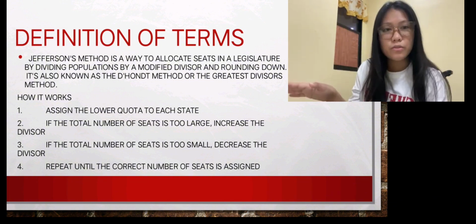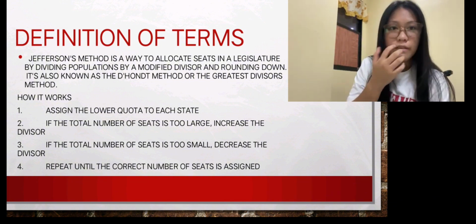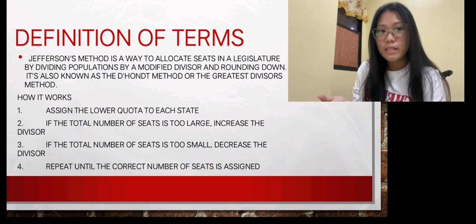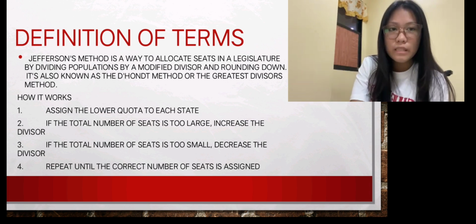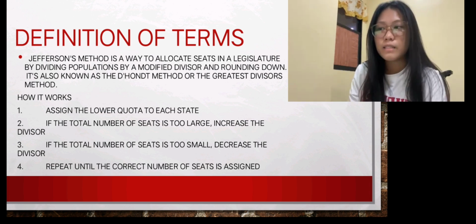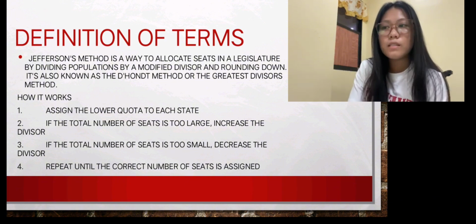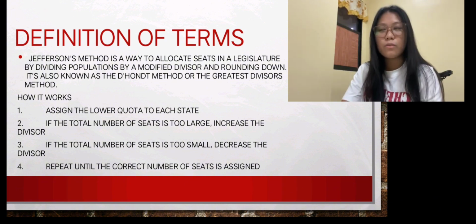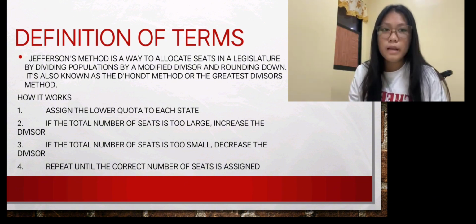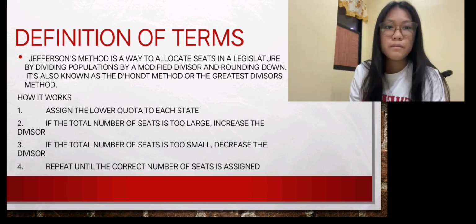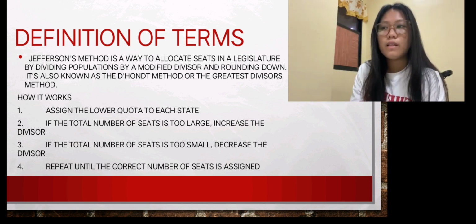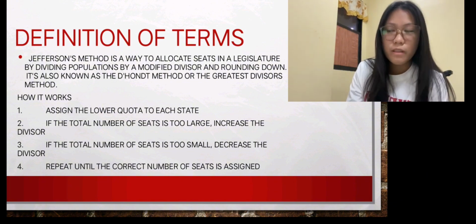So if the seats are too large, you should increase the divisor. And for the third step, if the seats are too small, you should decrease the divisor. And the last step is to repeat until the correct number of seats is assigned. You should repeat steps 1, 2, and 3 until you get the correct number of seats. So that is the rule of the Jefferson's method.